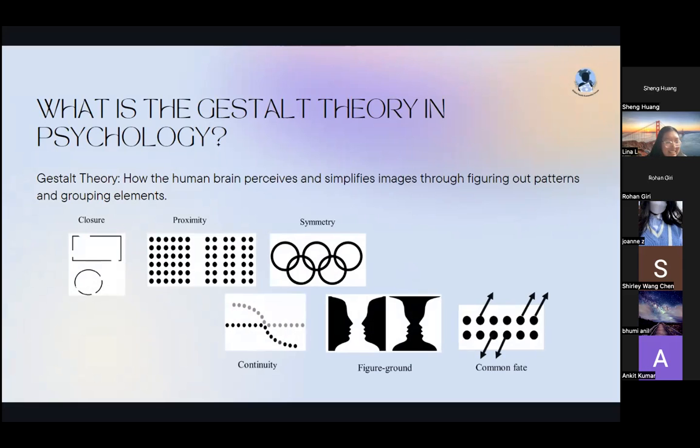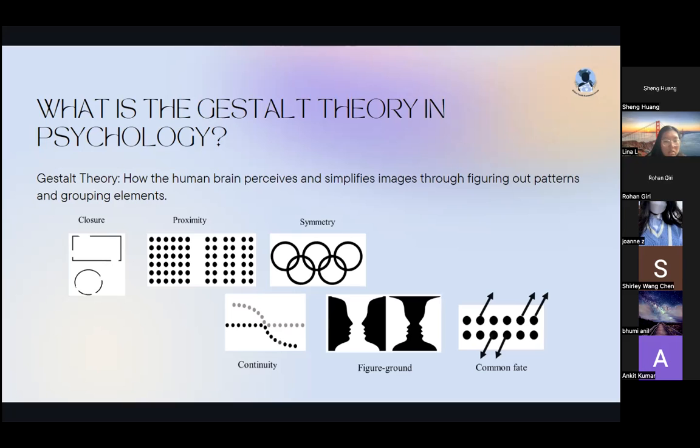But you're going to learn about the Gestalt theory in psychology, which is essentially how the human brain perceives and simplifies images through figuring out patterns and grouping different elements, which you will definitely see in a lot of advertisements, but probably you won't even realize it until after this little mini lesson. There's going to be about 6 to 7 elements. One of them is not listed, which is called similarity. There's closure, there's proximity, symmetry, continuity, figure ground, and common fate.